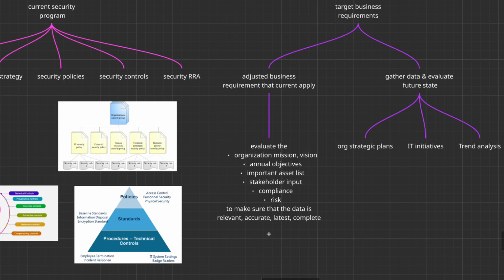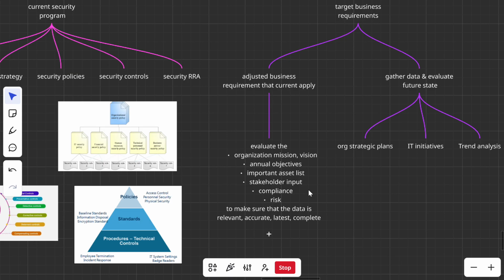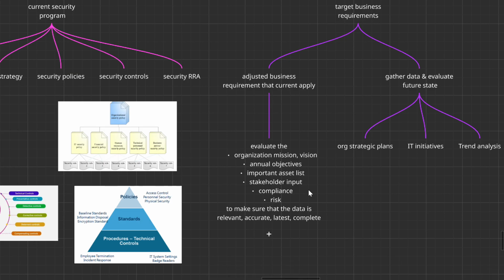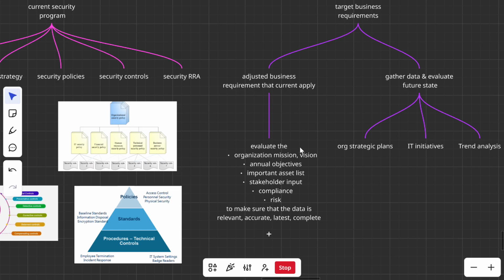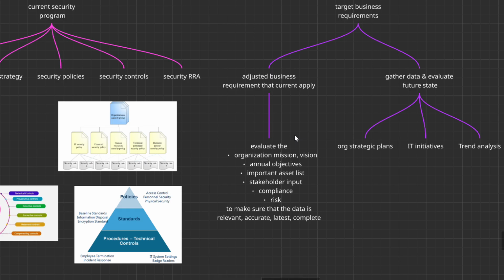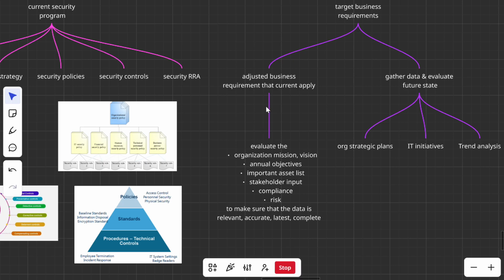Ask the stakeholders responsible for objectives, responsible for the asset list, for the stakeholder input, for compliance and risk, and ask the stakeholder if the data that they have on the current state is still relevant, still accurate, still latest and complete. Well, of course, it may not be accurate. Sometimes organizations have data that's old, that's not maintained. So when you ask the stakeholder again to review it, if it's accurate or not, if it's complete or latest and relevant, they might have different answers. And this could give you the adjustment in the business requirements.